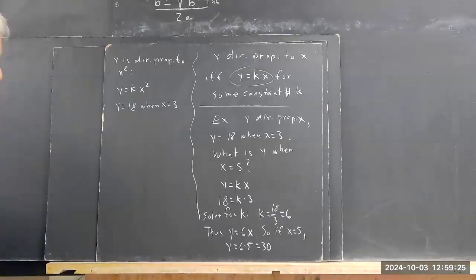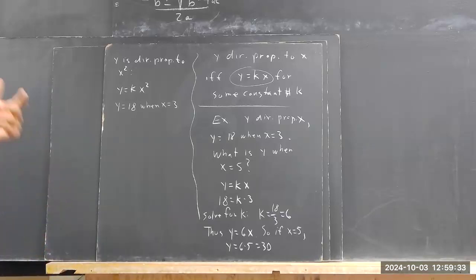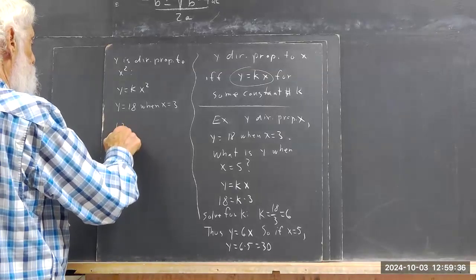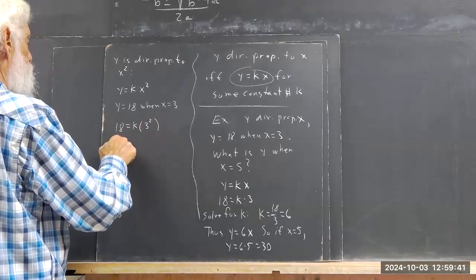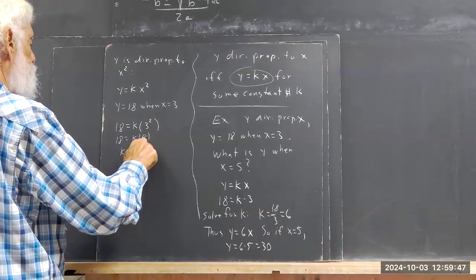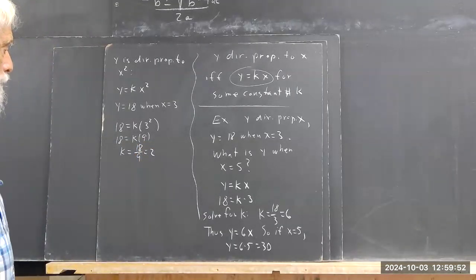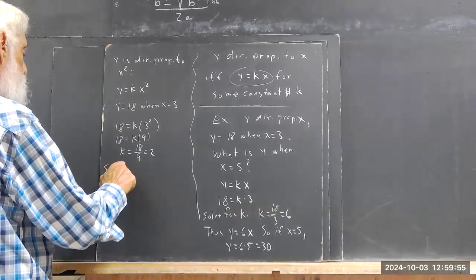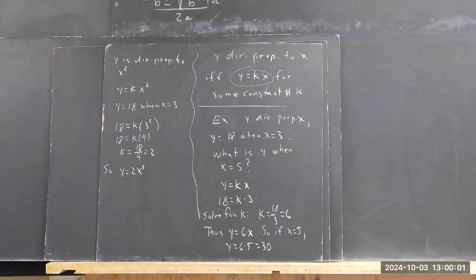Let's say again y equals 18 when x equals 3. Just use the same numbers we're used to. What do you do with those numbers? You plug them in. You write 18 equals k times 3 squared. So you get 18 equals k times 9. You get k equals 18 over 9 equals 2. So y equals 2x squared.